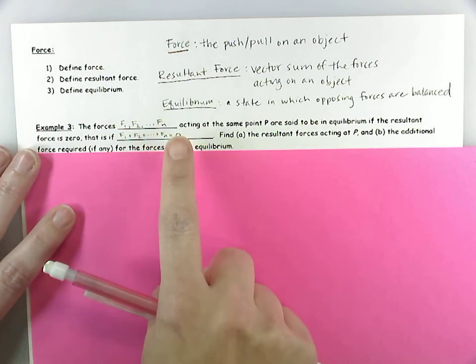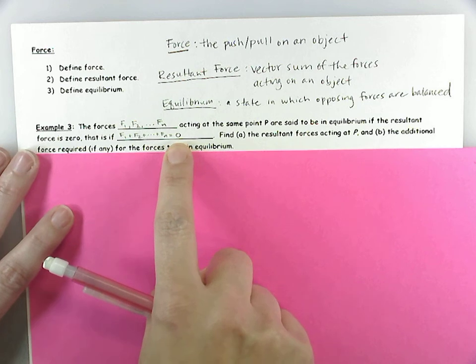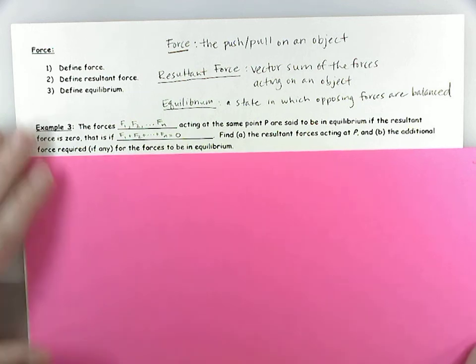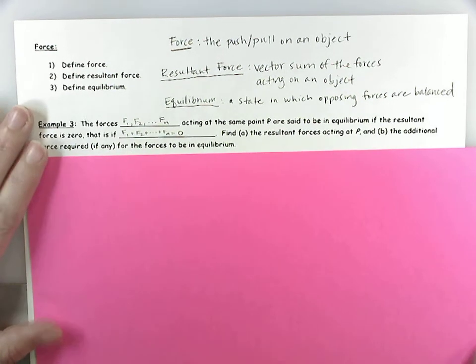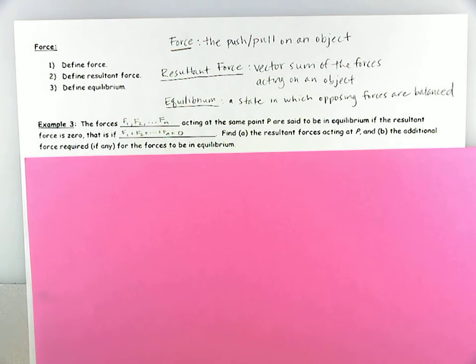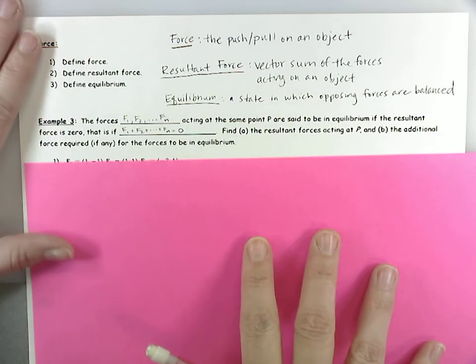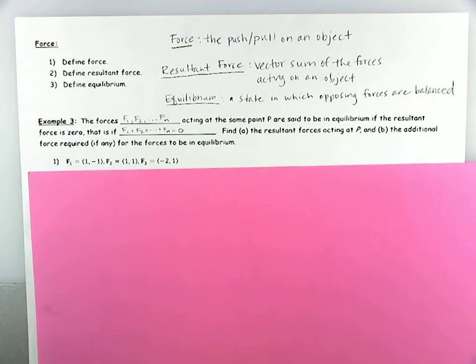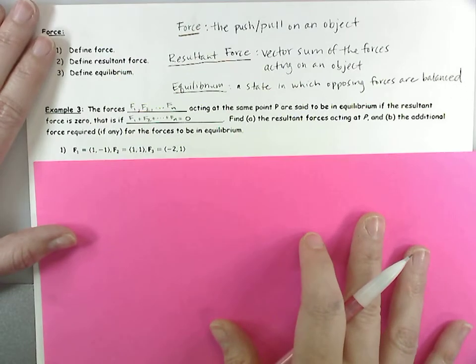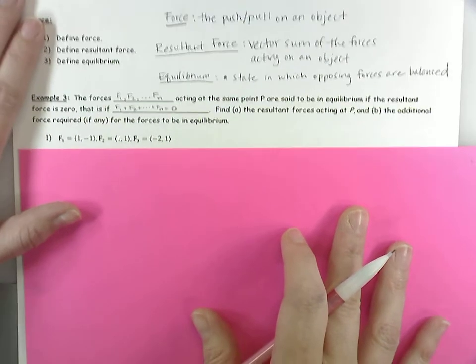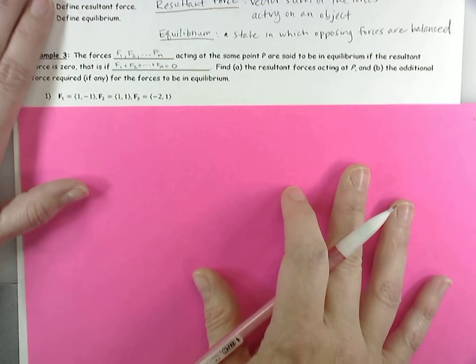So what we're going to do is first we're going to find the resultant forces acting at P, and then if we need an additional force for them to be in equilibrium, then we're going to do that too. Okay, are you guys done with the first part? Okay, good, because we have to keep moving.